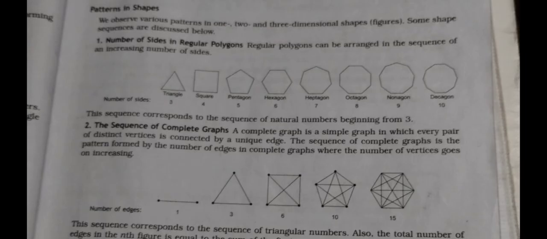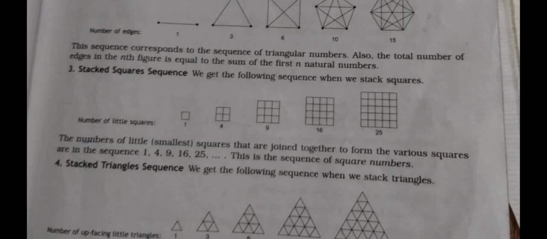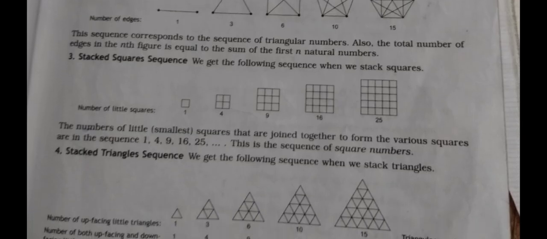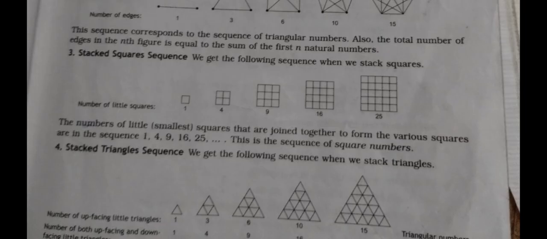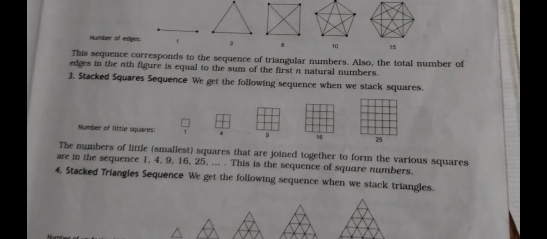2. The sequence of complete graphs. A complete graph is a simple graph in which every pair of distinct vertices is connected by a unique edge. The sequence of complete graphs is the pattern formed by the number of edges in the complete graphs where the number of vertices goes on increasing. This sequence corresponds to the sequence of triangular numbers. The total number of edges in the nth figure is equal to the sum of the first n natural numbers.